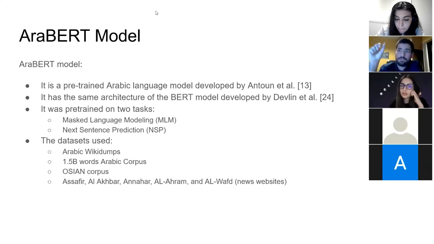Okay. So for example, if Paris is the capital of, was masked, it should learn that Paris is the capital of France. And using this technique, it will learn a representation. It will learn that Paris and France are somehow related. And the next sentence prediction, like I said, is the other technique. What they did is they took two sentences and checked if they are related or not.